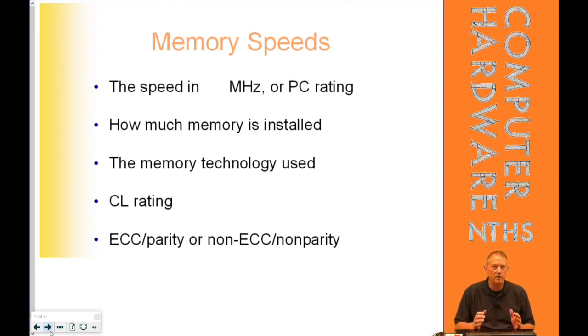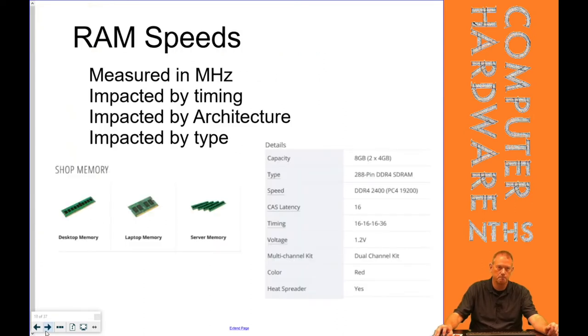So speed is rated in megahertz or the PC rating. We're going to talk about that a little bit. Most of the time we talk about it in megahertz. How much memory is installed does not affect the speed of memory. It affects the overall speed of the system. The memory technology used, the clock rating, and what kind of parity it uses, we're going to talk about all those things that affect memory speeds. So, when we talk about the speed of a stick, these are the four things that really affect us the most. It's measured in megahertz.